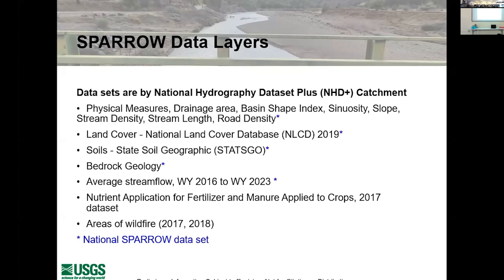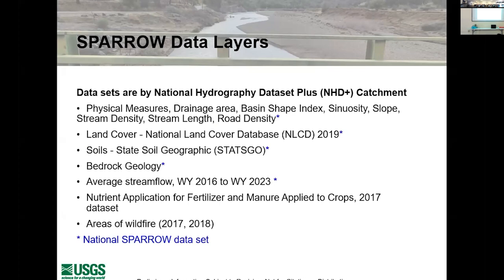And for our model, we use the national land cover data set from 2019. We need soil data, bedrock geology, average stream flow data. Here I would like to mention that the way we developed this model is basically a steady state decadal model. That means we're taking a time period of almost 10 years.